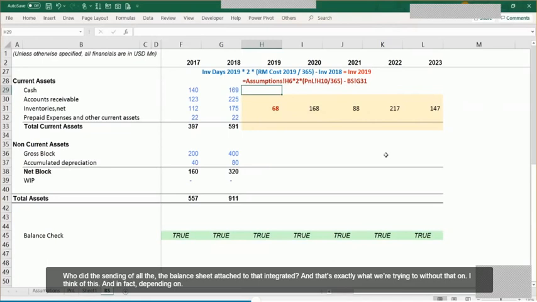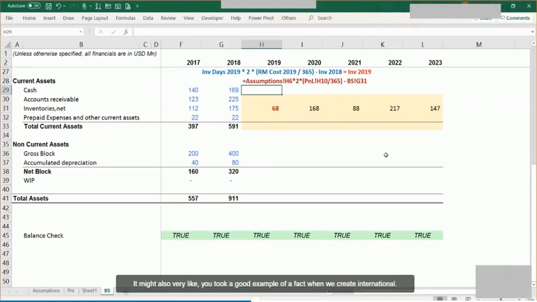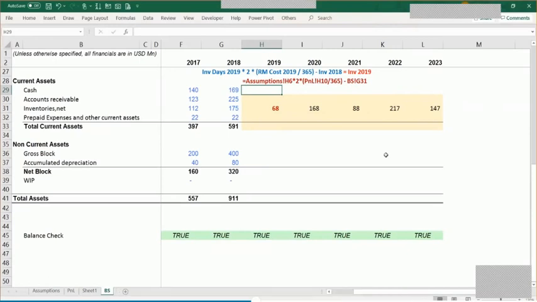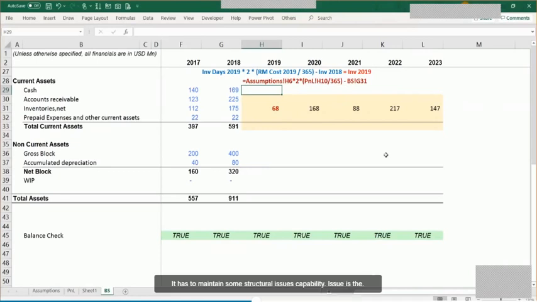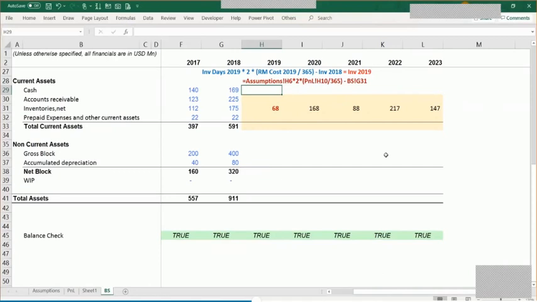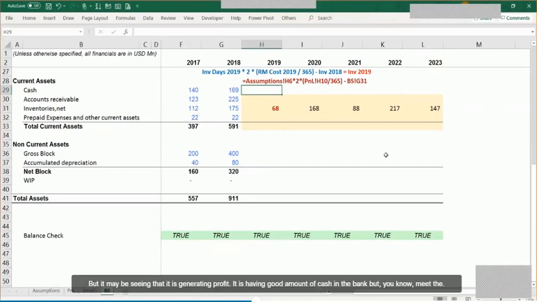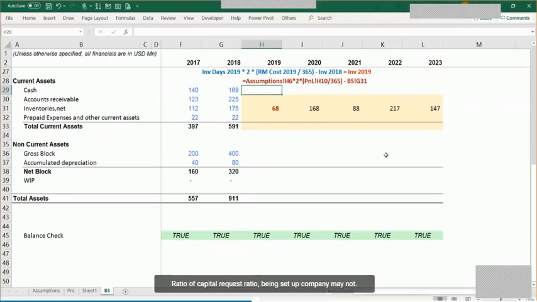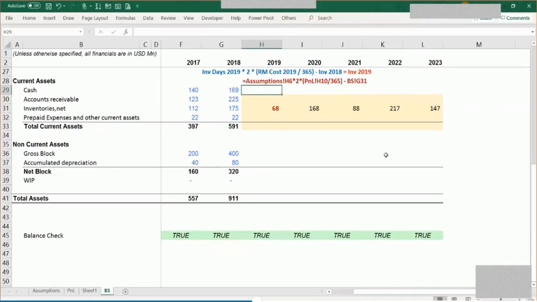and in fact, depending on sectors, it might also vary. Like you took a good example of a banking system. When we create a financial model for a banking sector, it is slightly different because it has to maintain some statutory ratios like the capital adequacy ratio, which is one of the requirements. So it may be generating profit and having a good amount of cash in the bank, but to meet the benchmark capital adequacy ratio being set, the company may not be able to use that profit for the declaration of dividend.